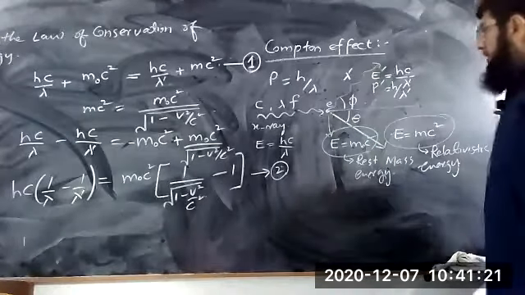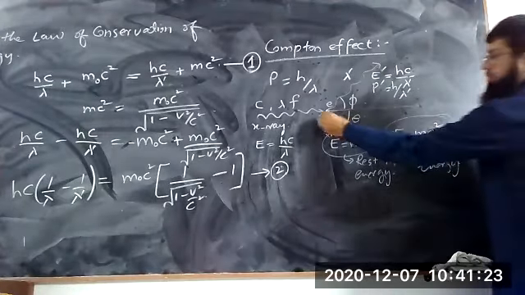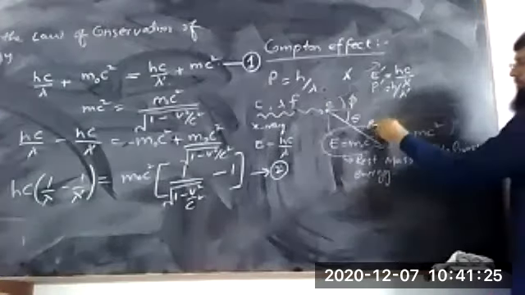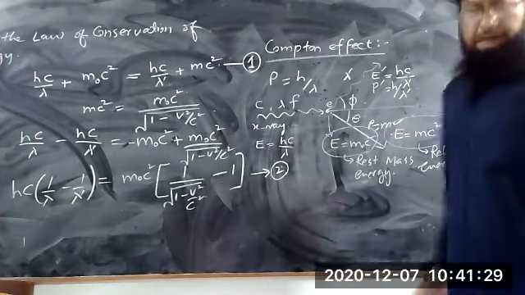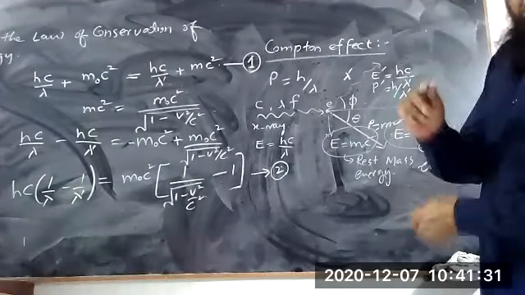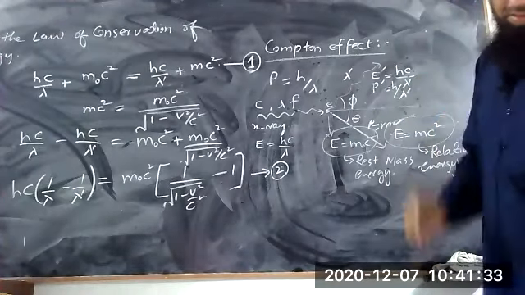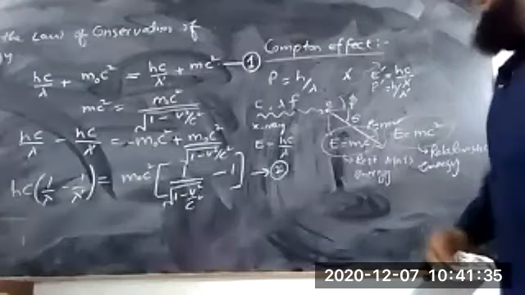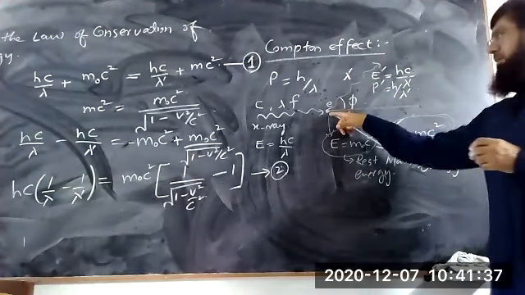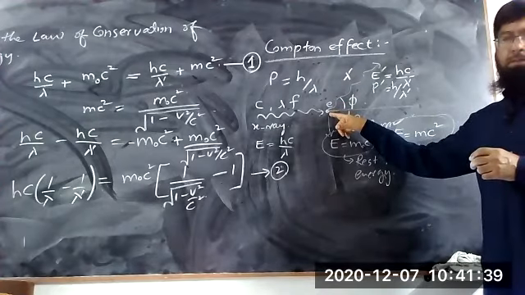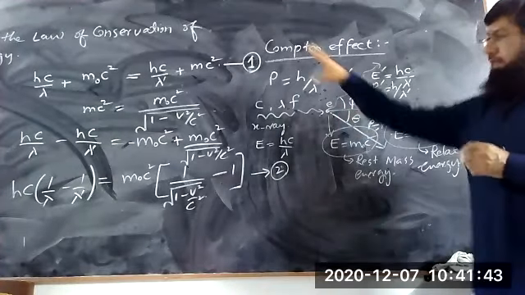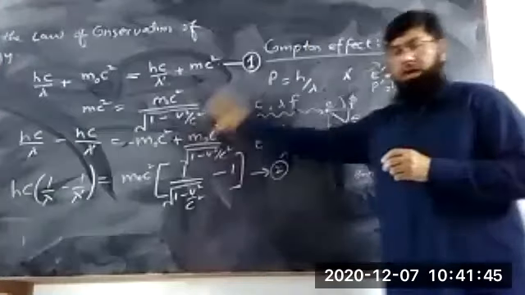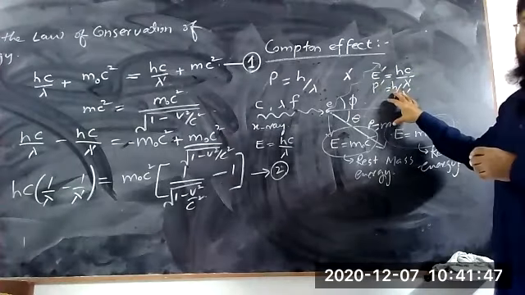So the final momentum P is equal to m into v, which is the momentum of the electron. m is the mass of the electron and v is the velocity of the electron. Now this momentum is a vector quantity, because energy is a scalar quantity and momentum is a vector quantity.